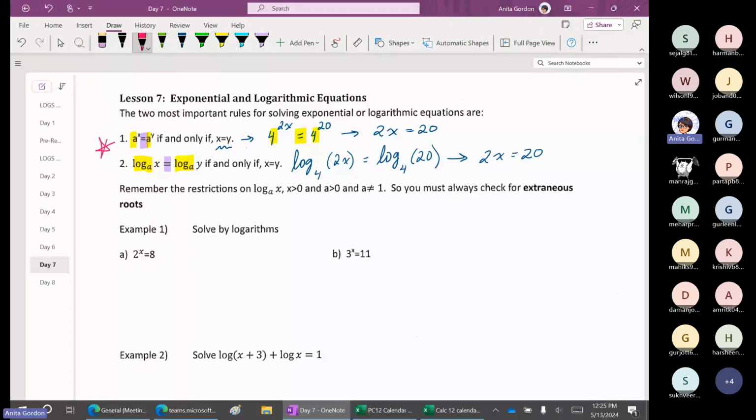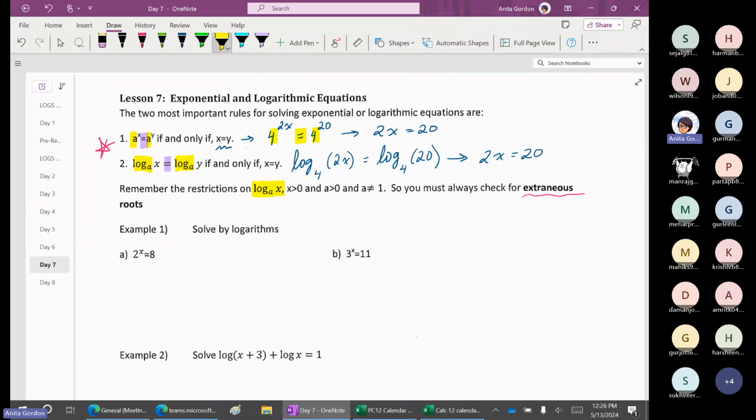The other thing that we need to remember is at some point we're going to get quadratic equations, right? And when we have quadratic equations, usually we end up with two solutions. And so there is a possibility that we are going to get extraneous roots, meaning extra answers that don't actually fit our equation. This is how we're going to check.